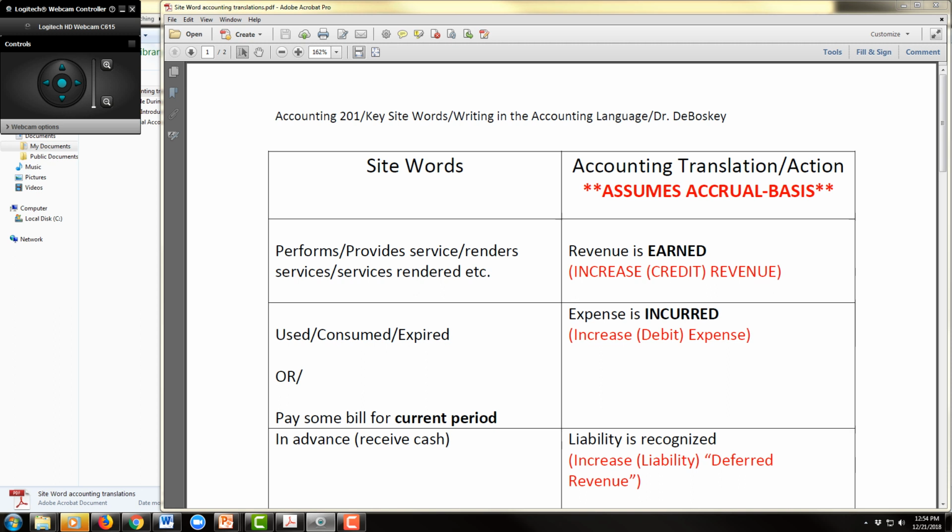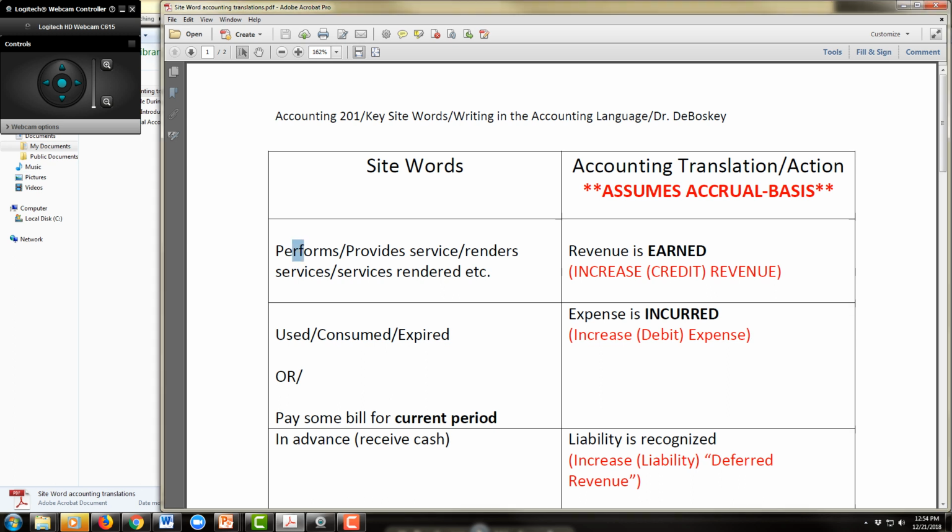I have another friendly acronym for this that I call Lake Erie, E-R-I-E. ER stands for earned revenue, IE stands for incurred expenses. So earned revenue, incurred expenses. So when you hear Lake Erie, I want you to think about that as your trigger for accrual-based accounting. So let's go through the key sight words one at a time.